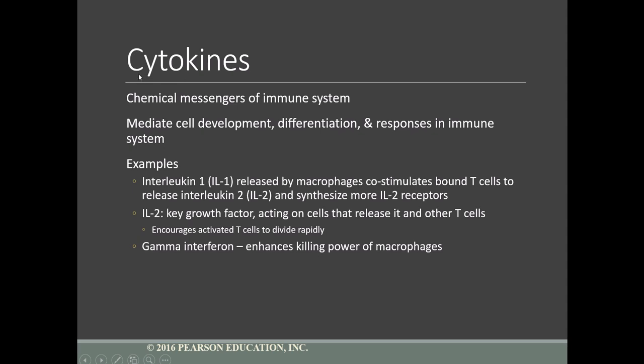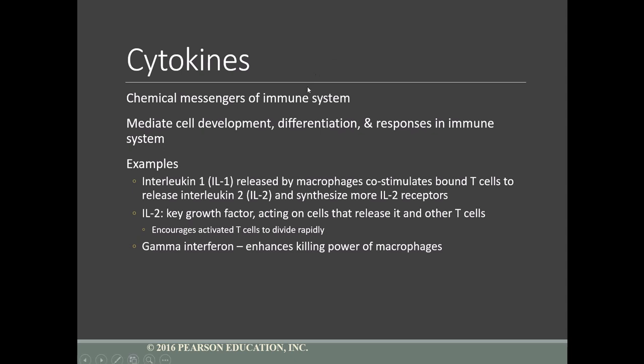So, cytokines. They seem really complicated, and your book talks a lot about them and gives you lots of different examples, and it sounds crazy complicated, but all you have to remember is that all cytokines are chemical messengers. They're just little tiny chemicals secreted by different cells of the immune system that help B cells and T cells develop properly, help them differentiate into effectors properly, and generally regulate responses in the immune system. Cytokines are how the immune system talks to other parts of the immune system.